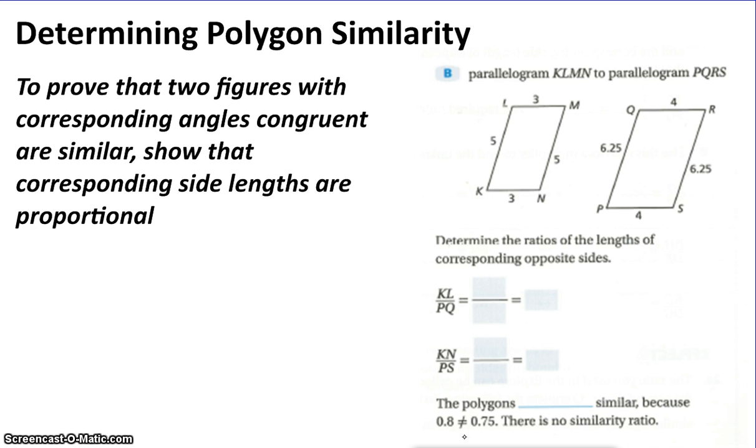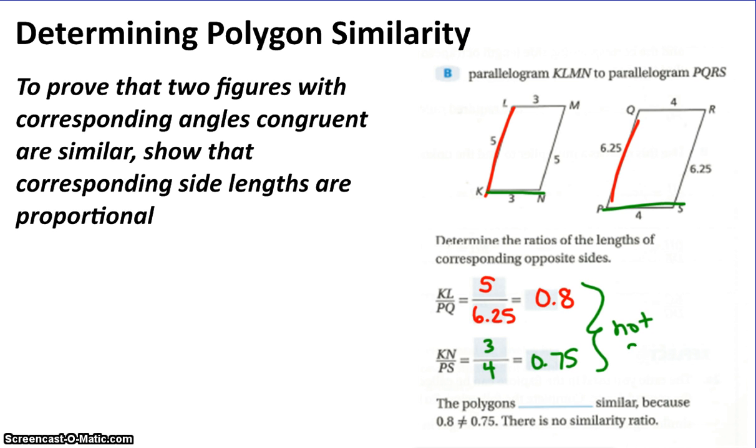Alright, so given these parallelograms, we need to see if they are similar or not. So let's see, KL is 5, and it corresponds to PQ, so 5 over 6.25, which in my calculator gives me 0.8. Then I'm going to do KN, which is 3, and PS, which is 4. So 3 over 4 in my calculator is 0.75. Because these ratios are not the same, then these are not congruent.